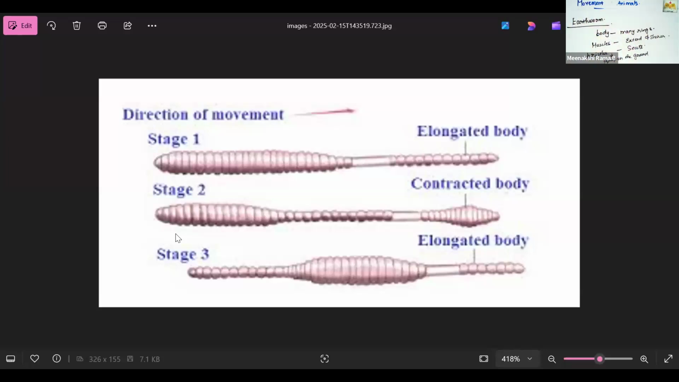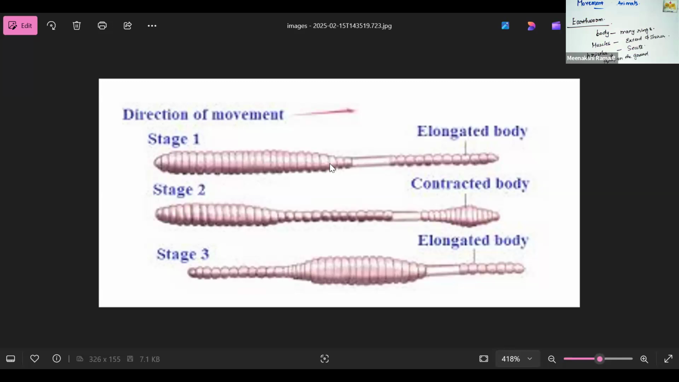Direction of the movement means, in the first stage, the earthworm extends the front of its body. They extend their body while keeping the rear portion fixed to the ground. The muscles are fixed to the ground. So this is the elongated body. Elongated body means the earthworm extends its body for the movement.